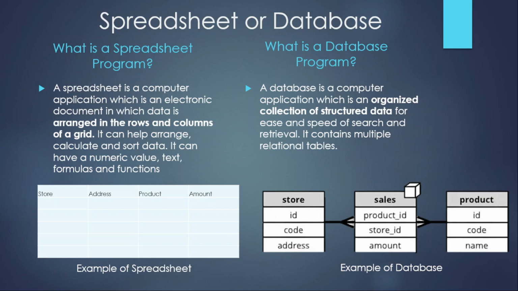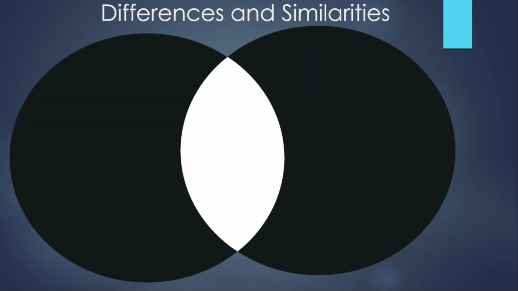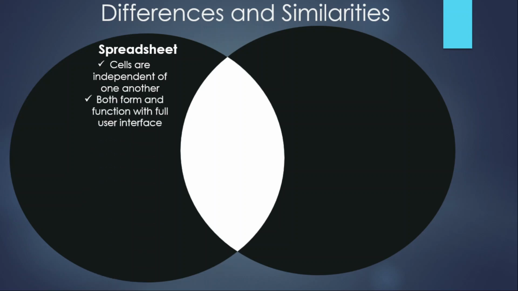This means there are similarities and differences between spreadsheet and database. What are those fundamental differences and similarities that come with a spreadsheet and a database? So let's look at a spreadsheet. A spreadsheet has cells, which, like I showed you, are the rows and the columns. The cells are independent of one another. So one cell will be independent of another. For the spreadsheet, both form and function with full user interface. So in Excel or a spreadsheet, in this case, you have full access to the user interface.